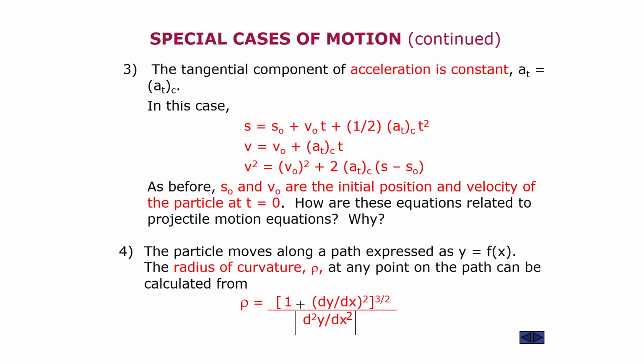So for a particle which moves along a path expressed by a path function, the radius of curvature, that is rho, at any point on the path can be calculated by the formula given below. So you can use this formula here, provided they have given you an equation y equals something in respect to x. So we can find dy/dx and d squared y over dx squared.